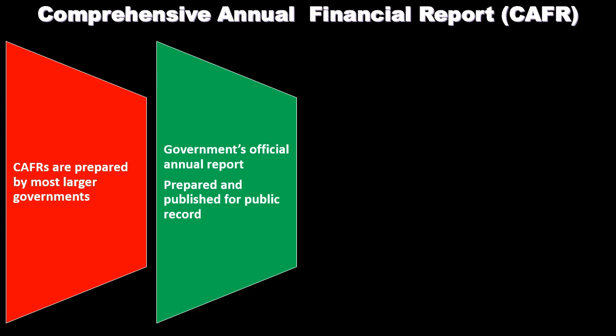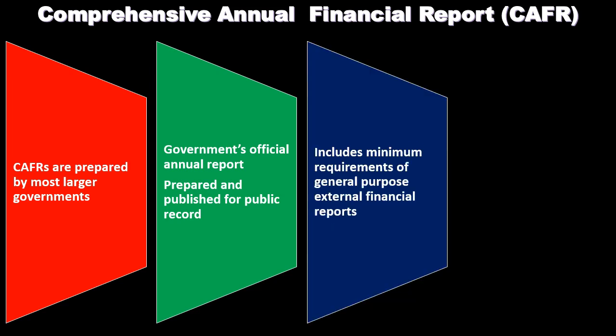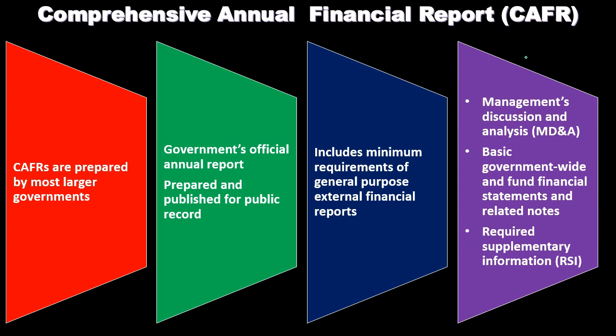They're prepared and published for public record. The CAFR includes minimum requirements of general purpose external financial reports. So these are going to be the minimum requirements. And you'll recall again, the CAFR is going to go above and beyond the minimum requirements. But those minimum requirements are management's discussion and analysis, the MD&A, basic government-wide and fund financial statements and related notes, required supplementary information, also known as RSI. These are the minimum requirements.